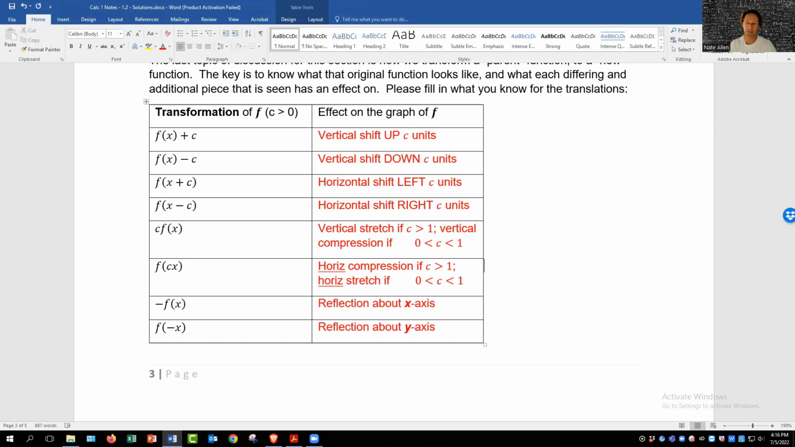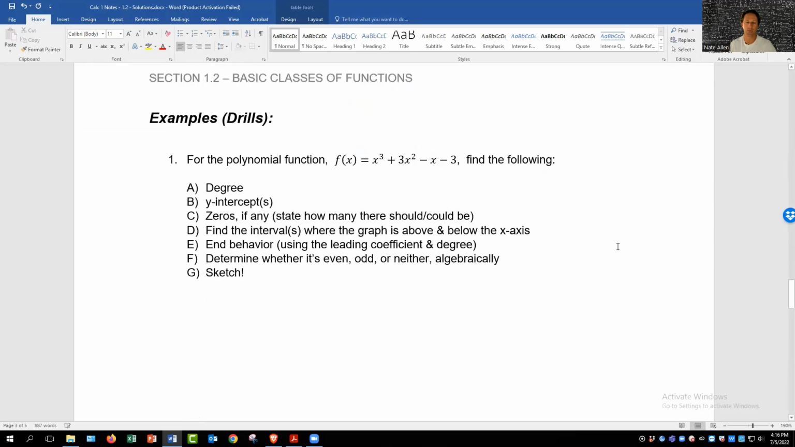Get to practicing this stuff. I got a few examples for you to try to put it all together and see if you can even sketch it all at the end.